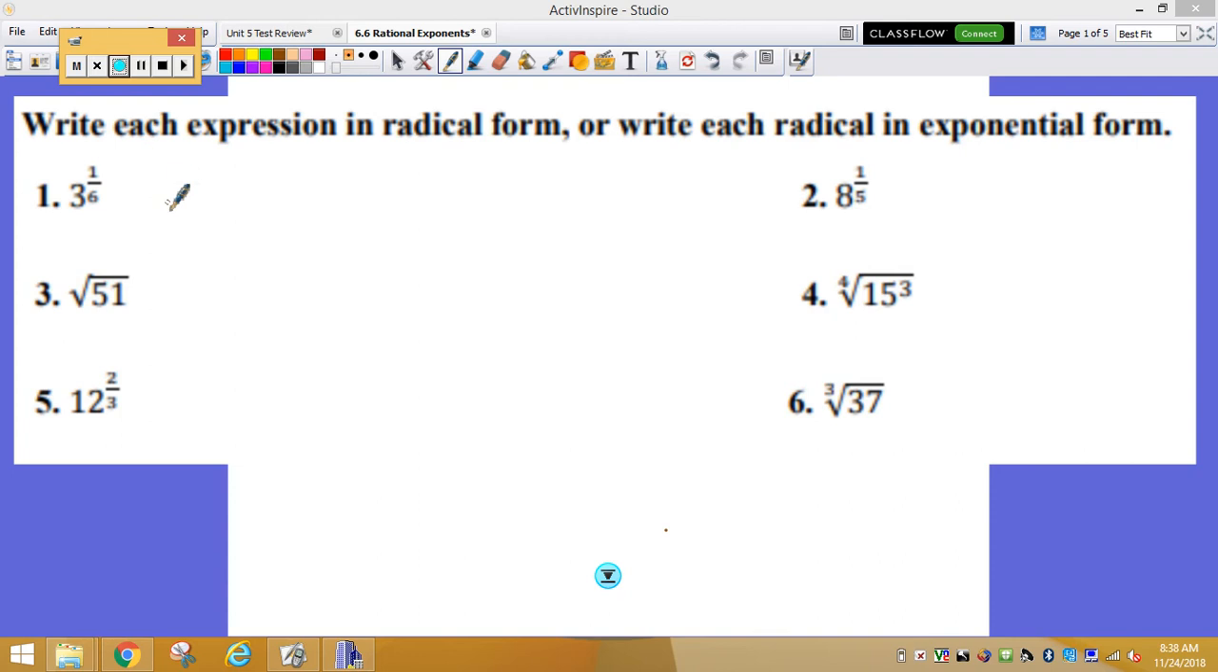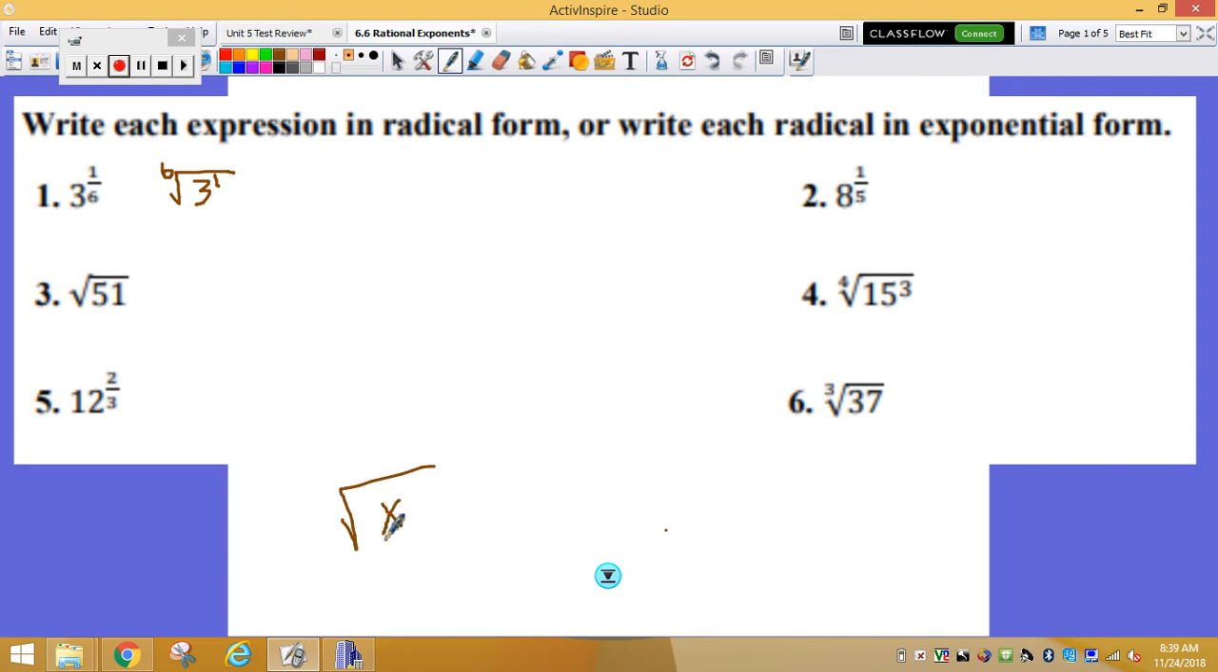When you are going from exponential, this one's exponential because it's 3 to the 1/6, that's your exponent, you're going to go to a radical. Your big number stays its big number inside. The numerator is your exponent on the inside. Your denominator is your index. Okay, so I'm throwing terms at you that you probably don't know.